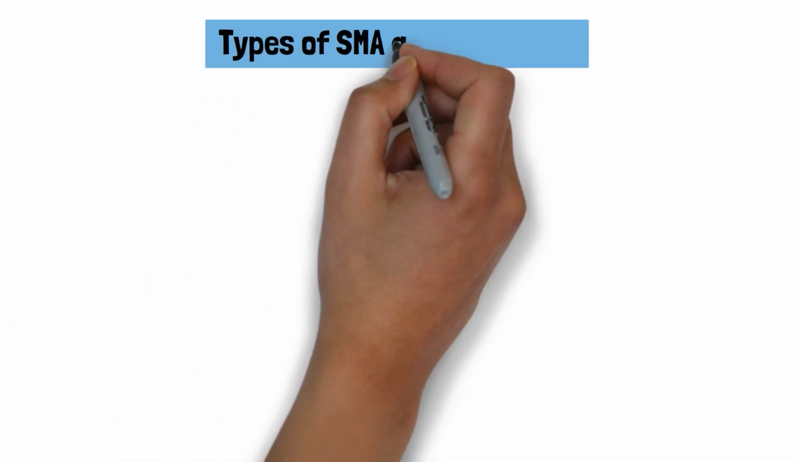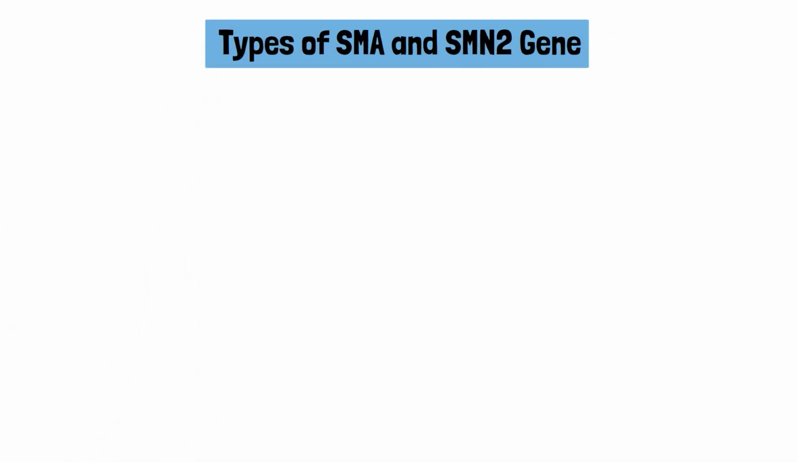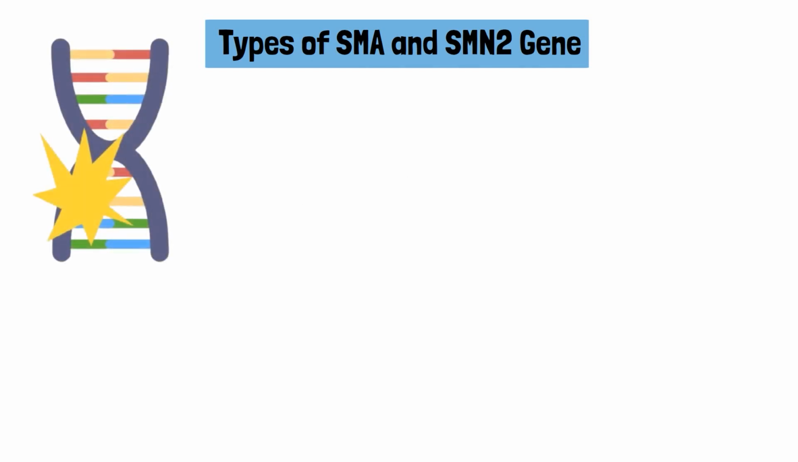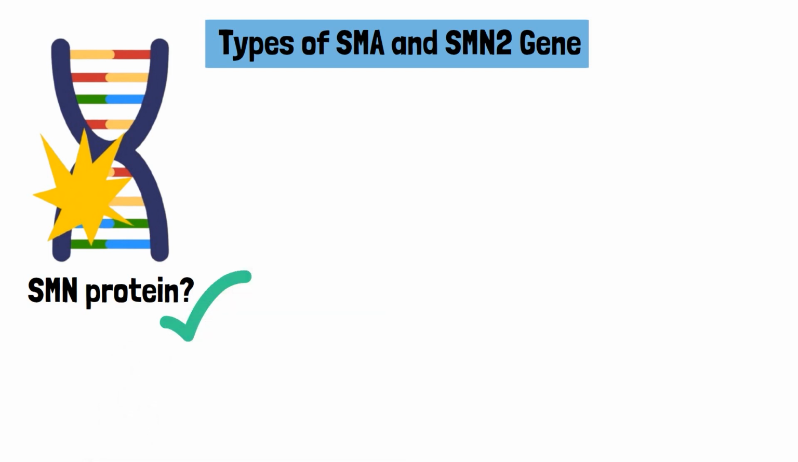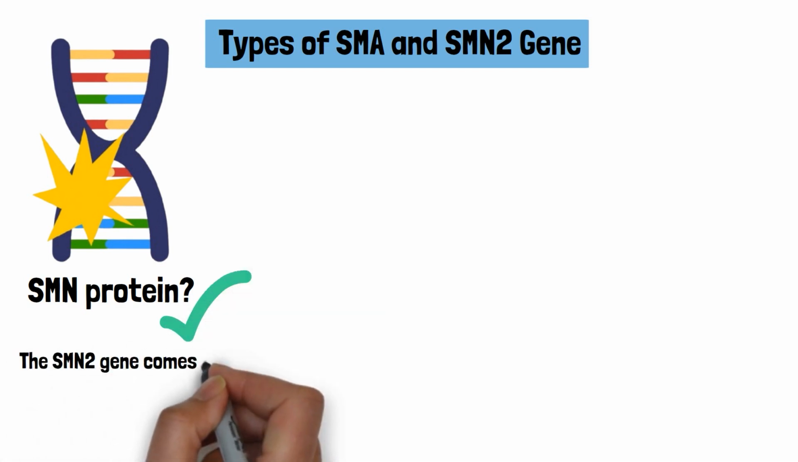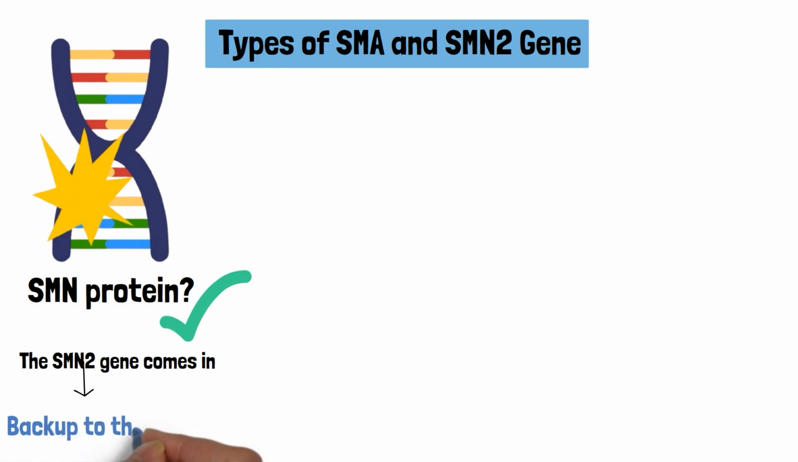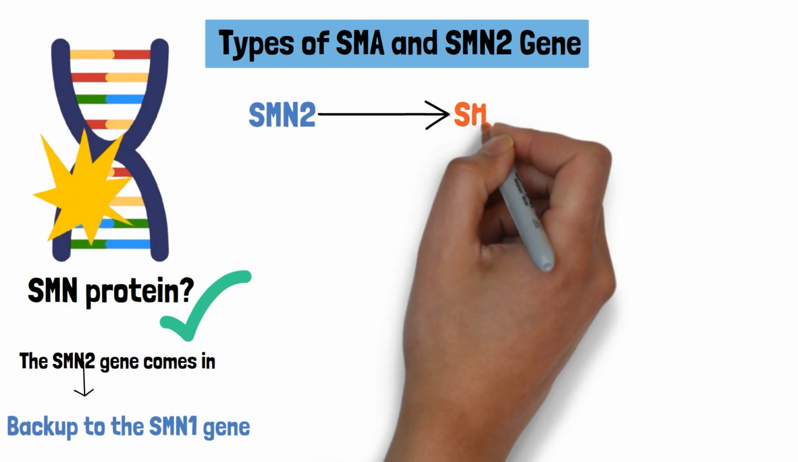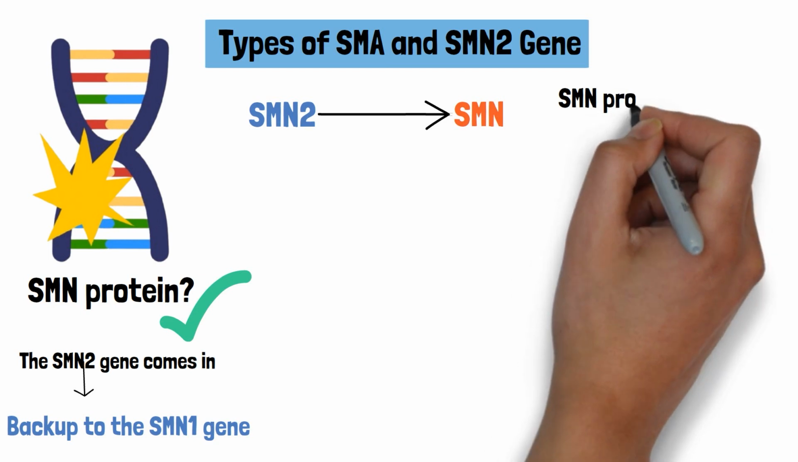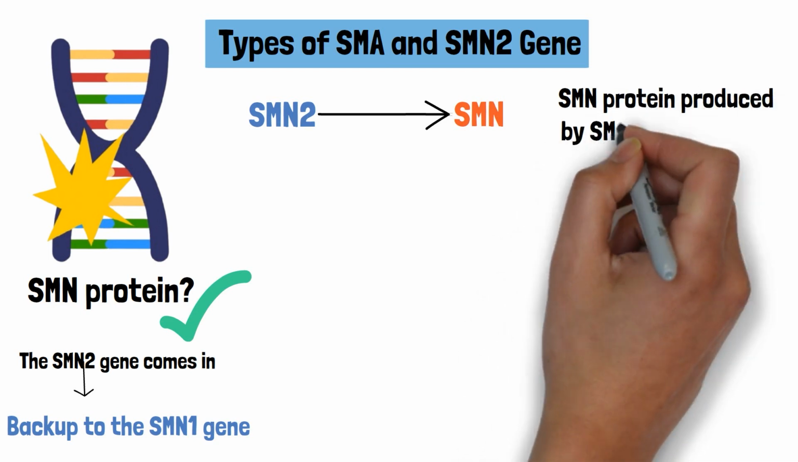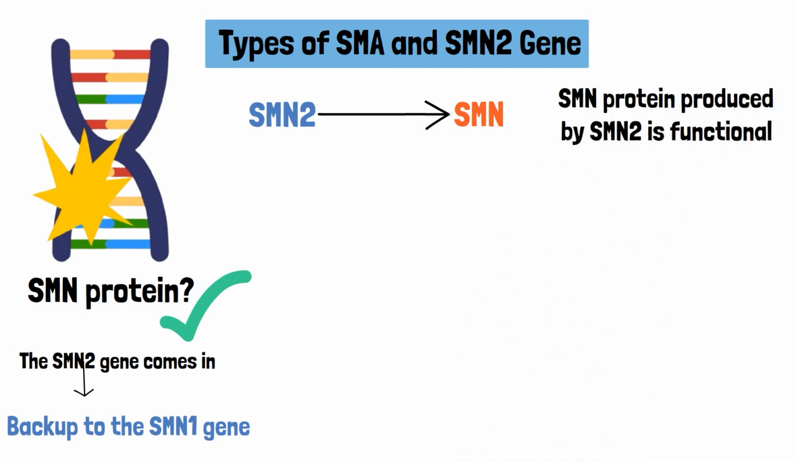Types of SMA and the SMN2 gene. Now you might be wondering, if the SMN1 gene is mutated, is there any other way the body can produce SMN protein? The answer is yes, and that's where the SMN2 gene comes in. The SMN2 gene is like a backup of the SMN1 gene, but it's not as efficient. While the SMN2 gene also produces SMN protein, it mostly produces a shortened, less effective version. Only a small fraction of the SMN protein produced by SMN2 is functional.